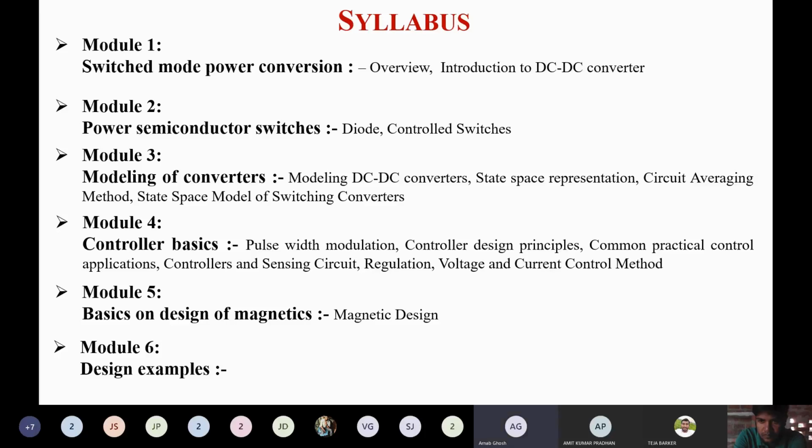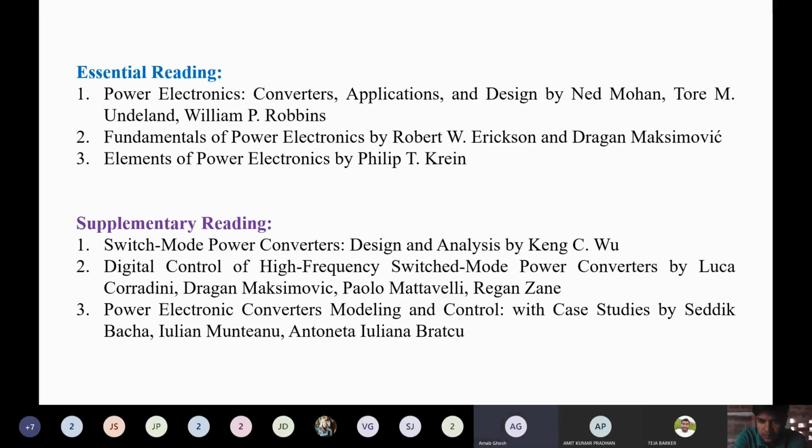Modeling means from where you are having the vulnerability. That is also important because modeling is related to the physics. So what is the significance of this modeling of this converter? That we need to know first. What are the motivations of the modeling?